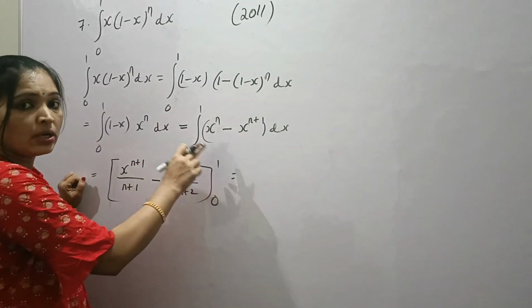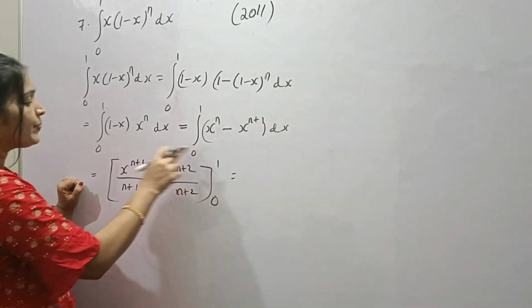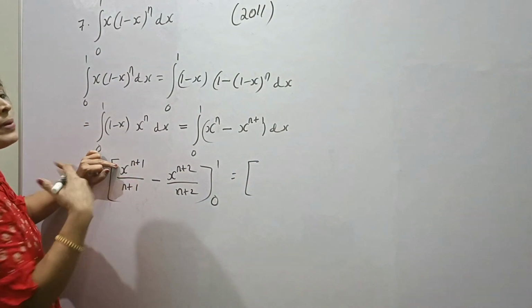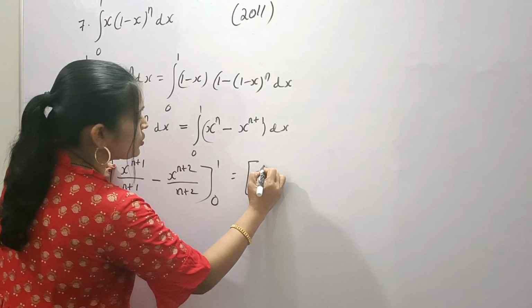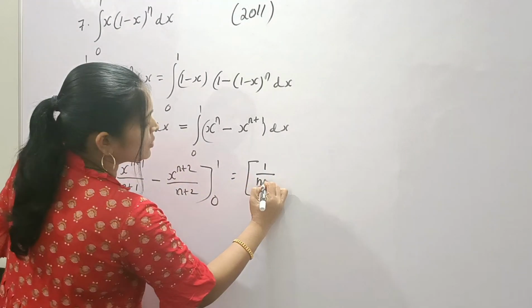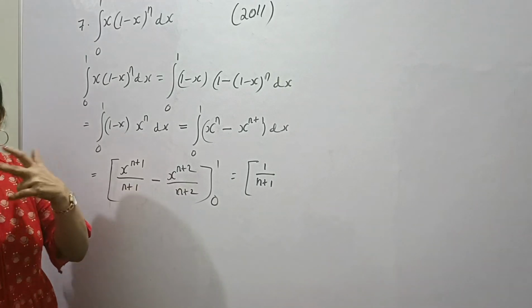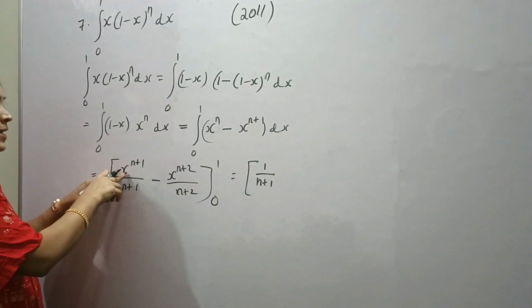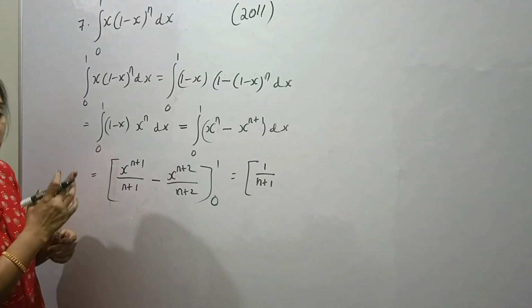First of all, we have to substitute the upper limit. Put x is equal to 1. So this will become 1 raised to n plus 1, that is 1 itself. So 1 divided by n plus 1. Here we have to substitute the upper limit and lower limit values for x. So here put x is equal to 1. 1 raised to n plus 1 is 1.